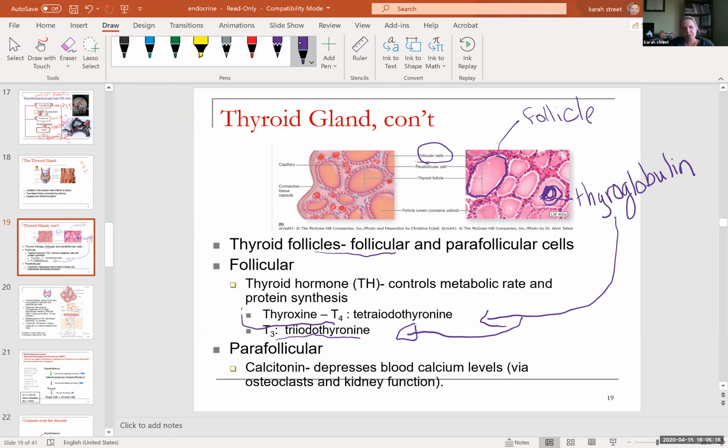Well, what is there 4 of? What is there 3 of? You will see that there are either 4 iodides or 3 iodides attached to this amino acid. And I will explain that in just a moment, show you a picture of it. There are other cells in between the follicles. Let me use a different pen color here.